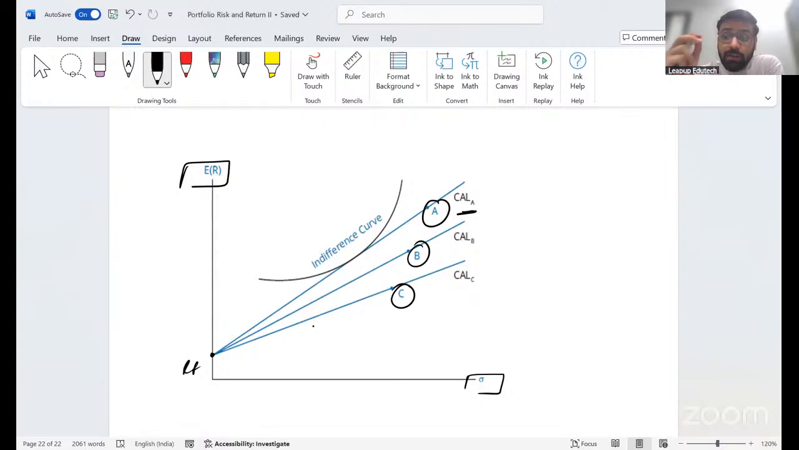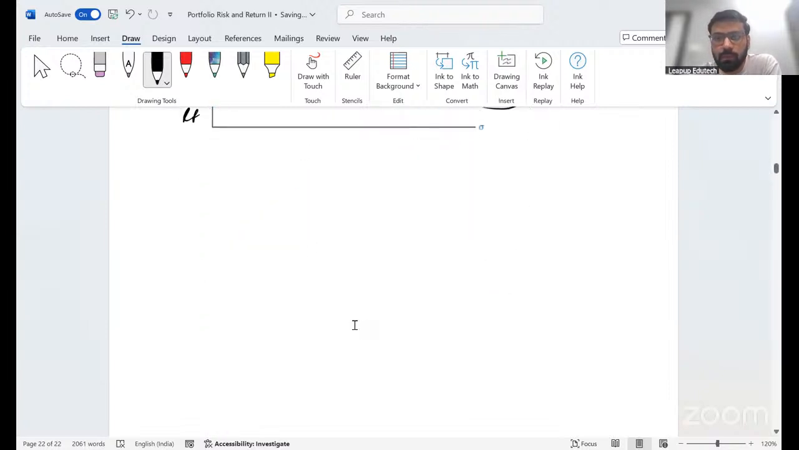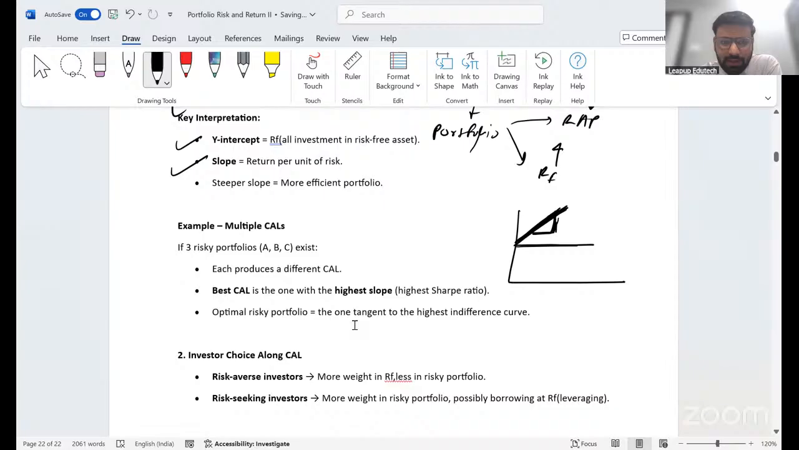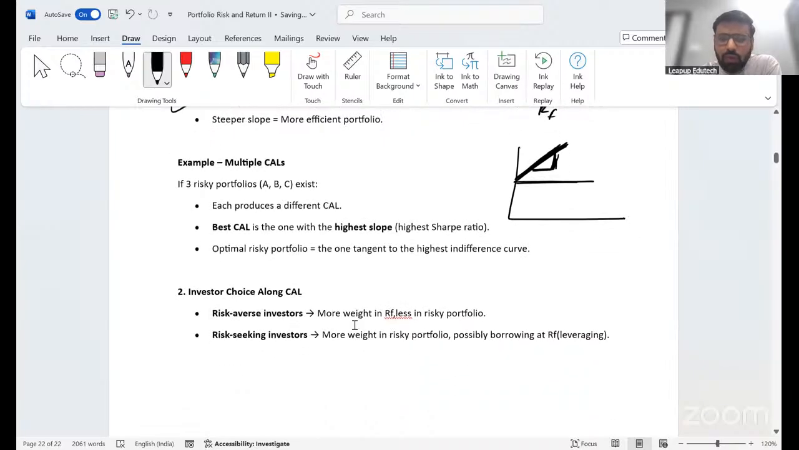For an individual investor like me, which is the best CAL? The one that is tangent to my indifference curve, because that's where I will get maximum utility. So this is the CAL that is the best CAL for me. All right, so we do get that this is the best CAL for you.